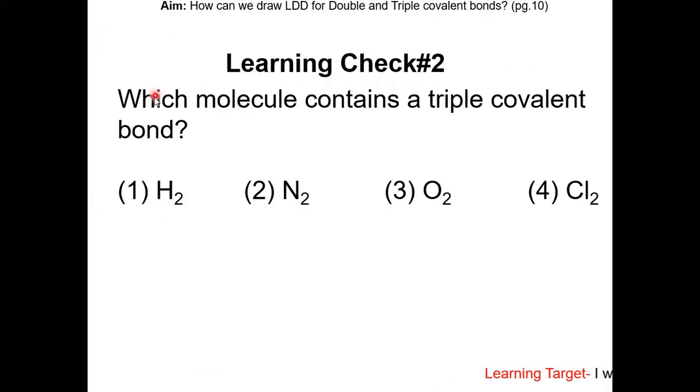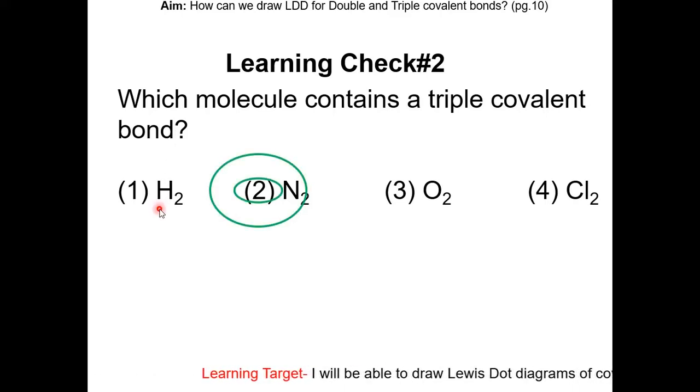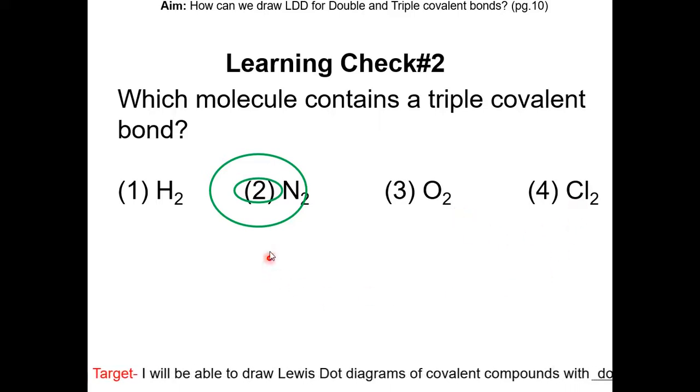Learning check number 2. Which molecule contains a triple covalent bond? Pause the video and resume once you complete this. So the answer is choice 2. Hydrogen will have a single bond, oxygen will have a double bond, and chlorine will have a single bond. I'll go over why nitrogen has a triple bond.